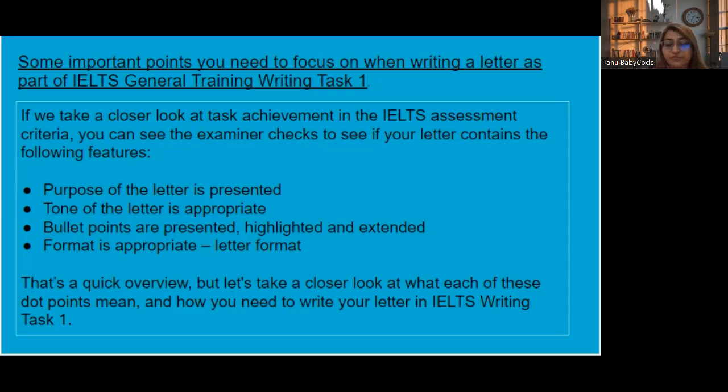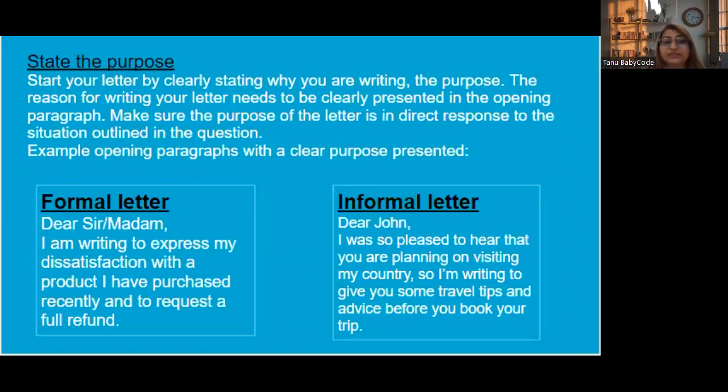Very first is the purpose of the letter. That means you have to state the purpose. Once you start writing your letter, you have to clearly state why you are writing. Purpose means nothing but the reason for writing the letter. Why are you writing? You have to mention that reason. The reason for writing the letter has to be clearly presented in the first paragraph itself. Make sure that the purpose of the letter is in direct response to the situation.